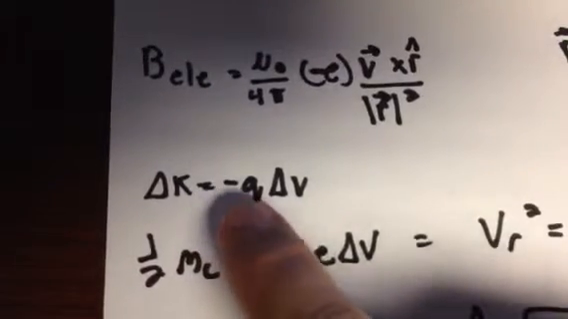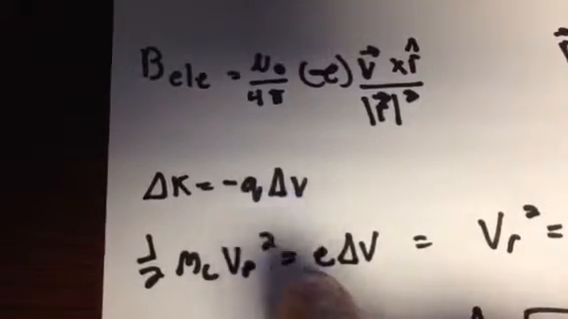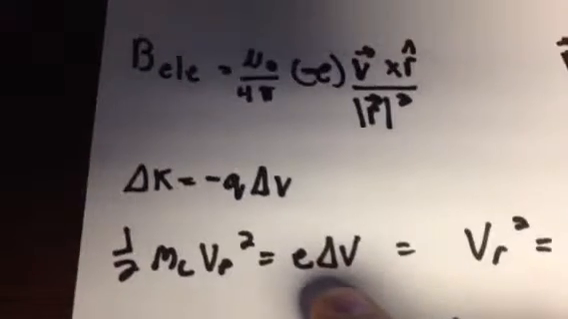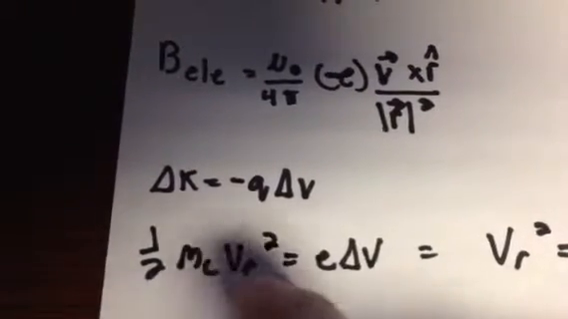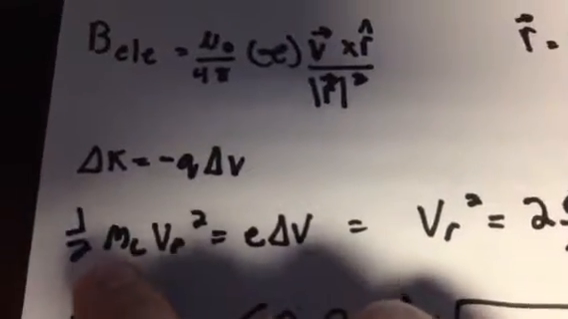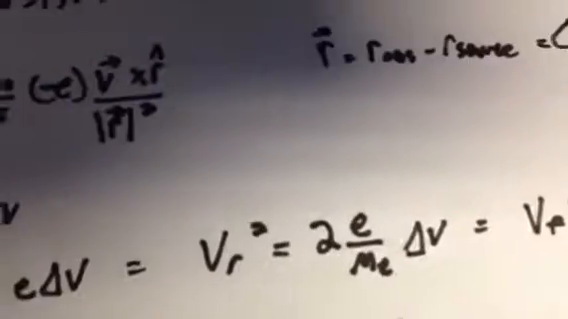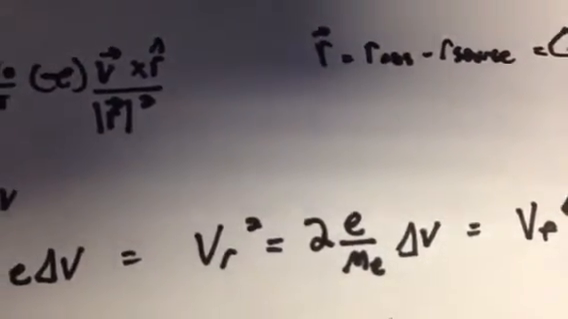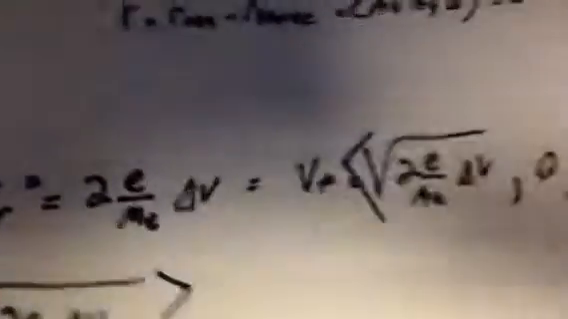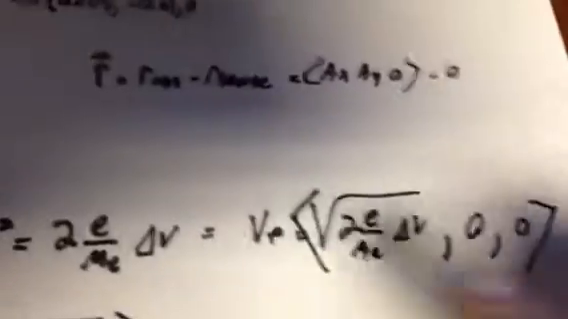e. The q here is negative e, and it's also negative in the equation, so it's just positive e times delta V. These are both constants, so we're just trying to solve for this one variable. So we move everything over, multiply by 2, divide by the mass of the electron. We get 2e divided by the mass of the electron times the potential, take the square root, and we have this, and it's this vector right here.